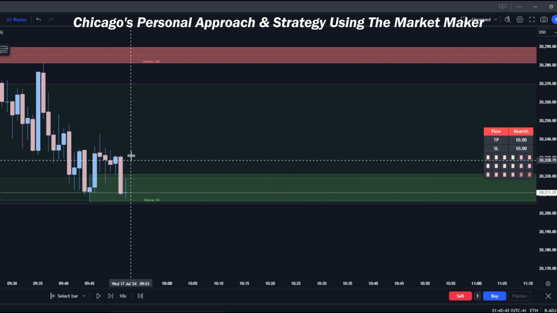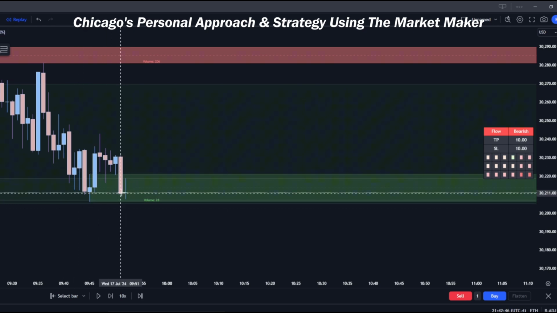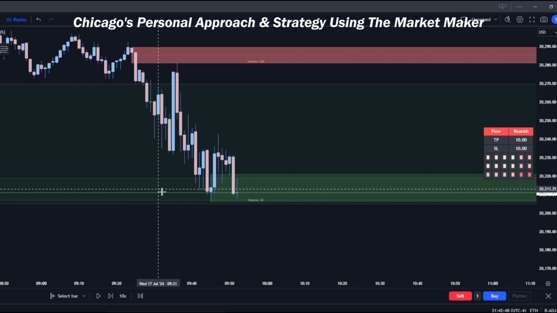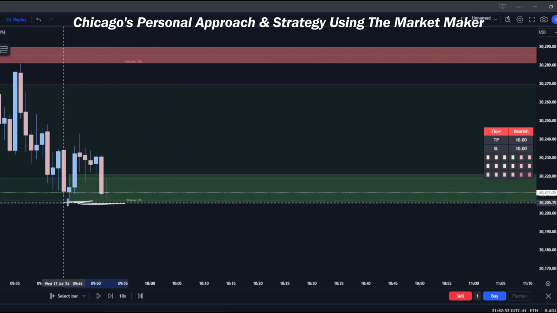So this would be a valid setup for me. Why? Because we had strong selling into a confirmed zone. We also were within this buying range here. But the next candle, we failed to break this low, and we formed a reversal doji here, okay?